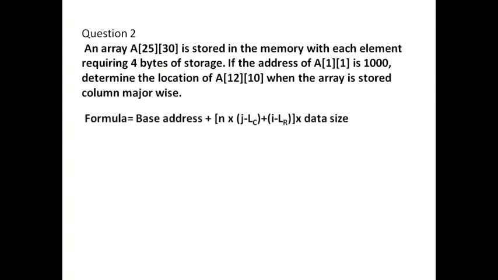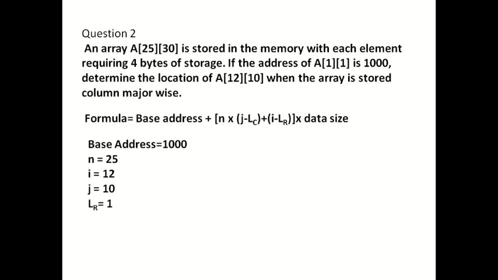Now again, what are the things which are given in the question? The base address is given as 1000. This is the address of the first element. The value of n is 25. Why? Because in the case of column major, we have to count the number of rows. So here the number of rows is 25. Now I is 12 because I'm looking for the address of A[12][10]. The value of j is 10. The value of LR is 1.